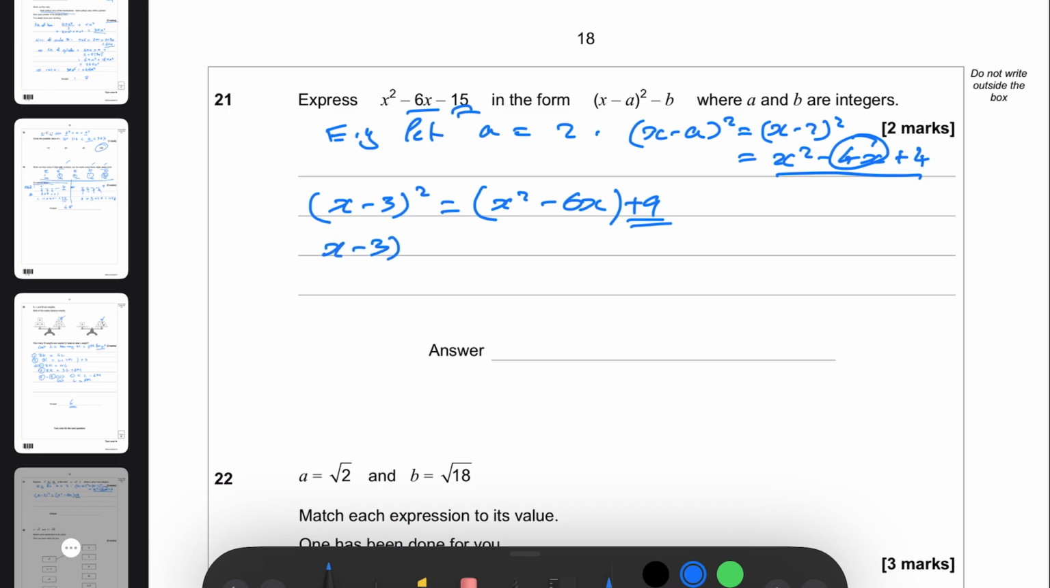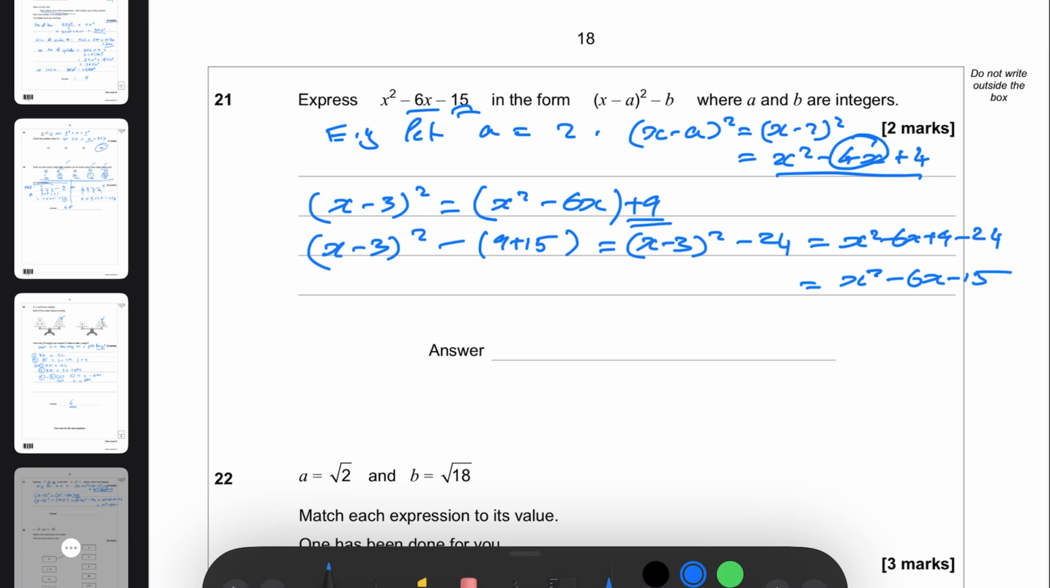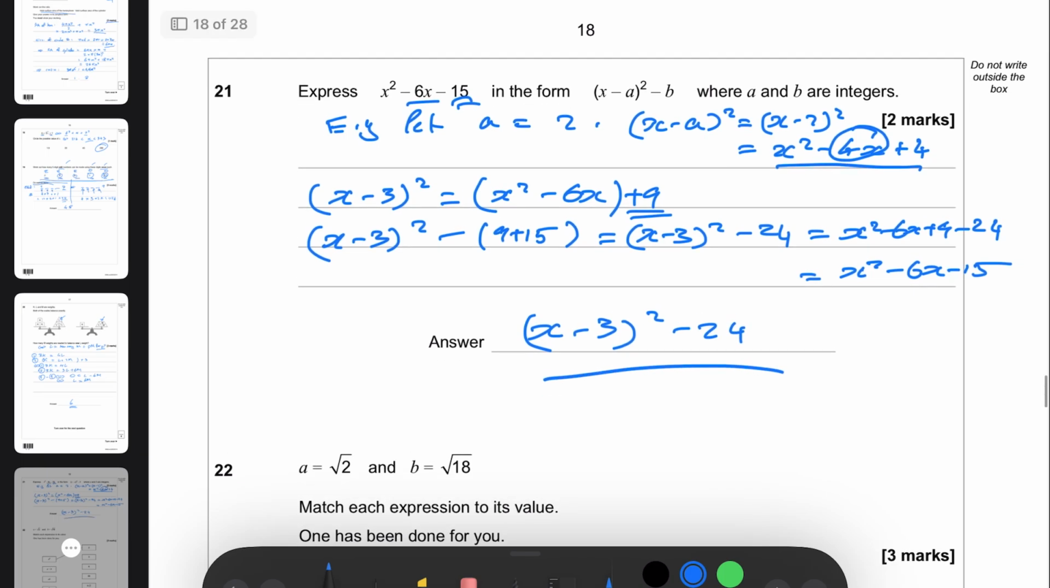So technically, if we think about it, if we had x minus 3 squared minus 9 minus 15, which is indeed equal to minus 24, this would be equal to x squared minus 6x plus 9 minus 24, which gives us indeed x squared minus 6x minus 15, right? So the answer is actually x minus 3 squared minus 24. Right, so pretty much we need those two numbers. We need 2a to add up to 6, and then we make up the difference with b.